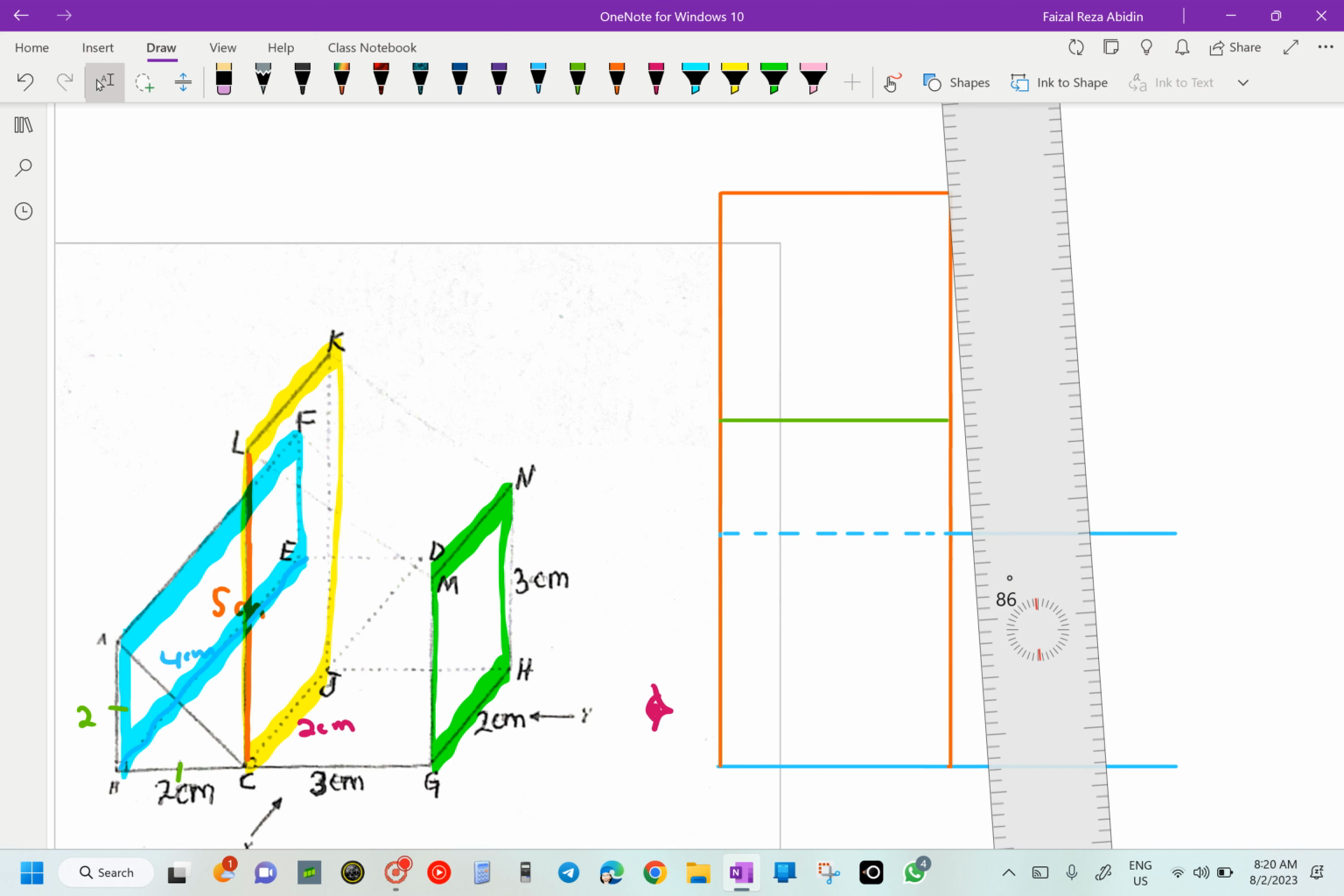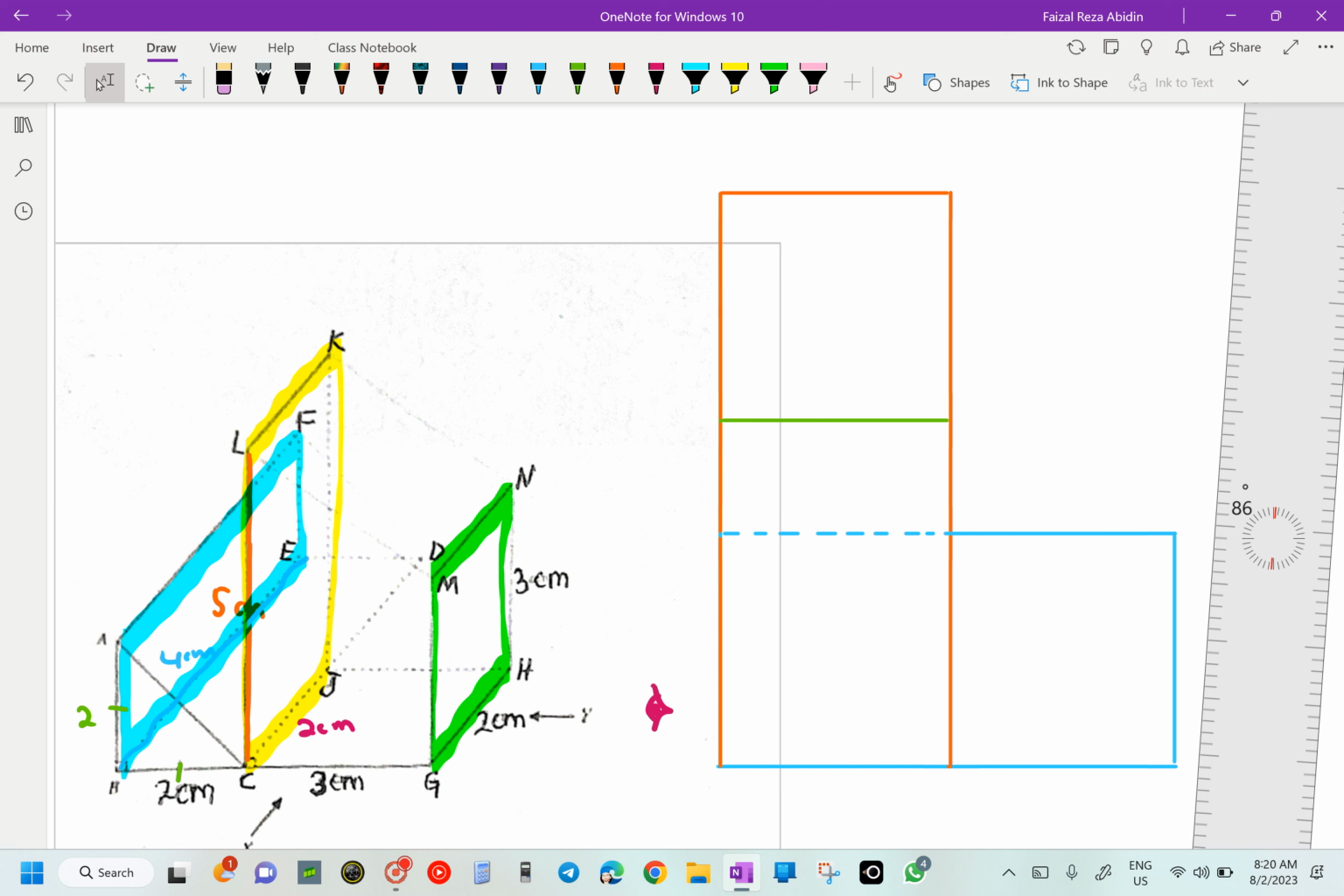Boleh faham tak? Can you see that one, girls? The green and the yellow, dia akan nampak sama. Sebab apa? Sebab both are 2 cm at the bottom here. Kan? Nih, 2 cm. So, green nampak clear, 3 cm. Yellow also nampak sampai 5 cm kat atas tu. No problem. Okay. For the blue one, the height is 2 cm. The length is going to be 4. Means that the length here will be longer daripada kita punya yellow, CJ and also GH here. Faham?